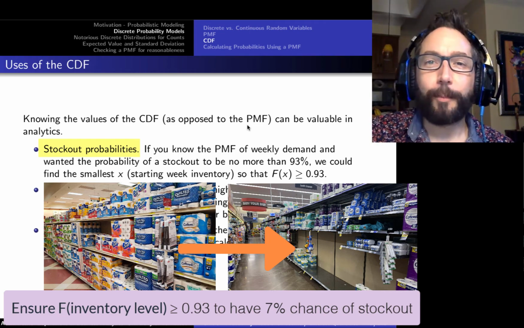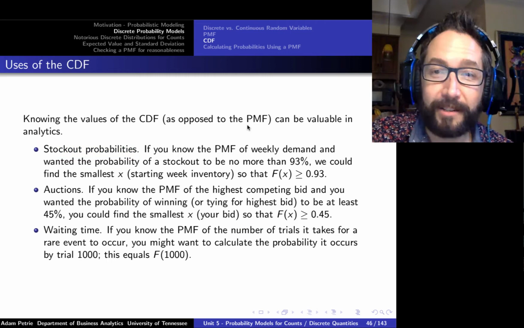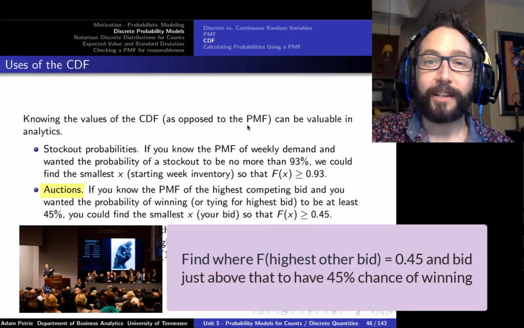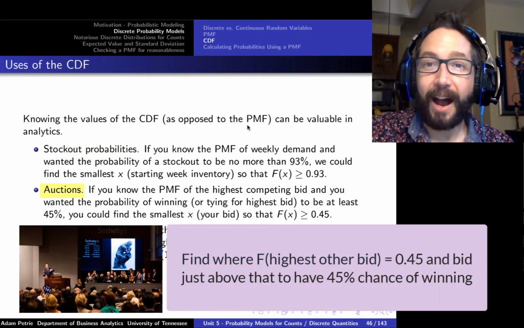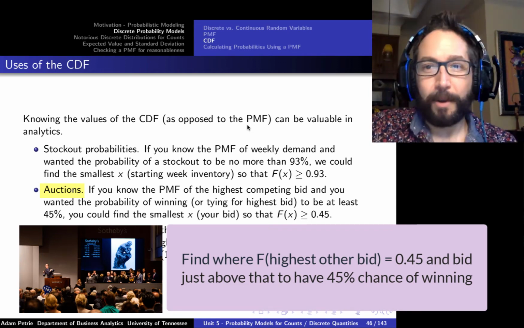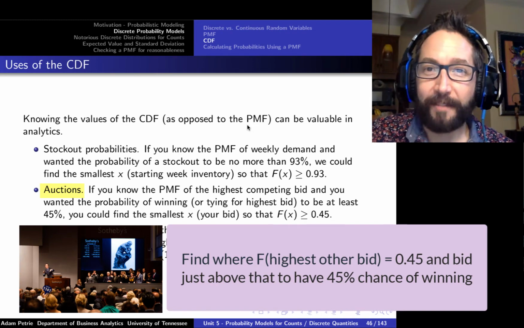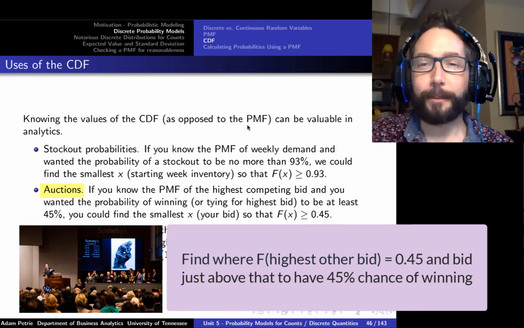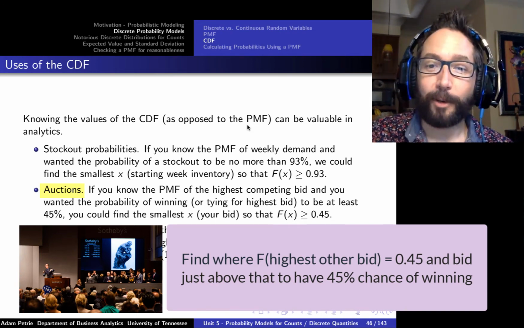If you are coming up with a model that describes people's bids on auctions, this would be very useful. You'd like to know what's the probability that the highest bid among the competitors is at least $80 or is at most $120. If you have answers to those sorts of questions, you'd be able to strategically place maybe a winning bid.